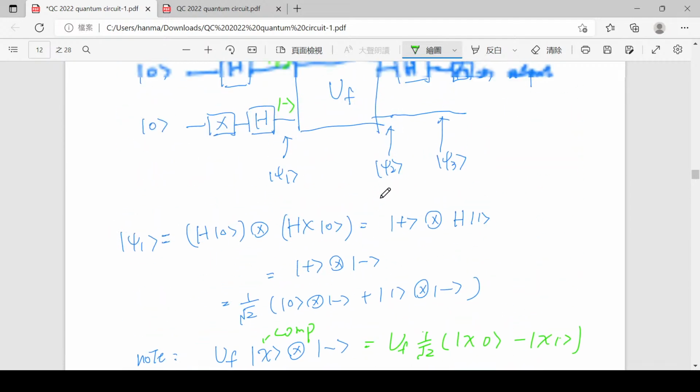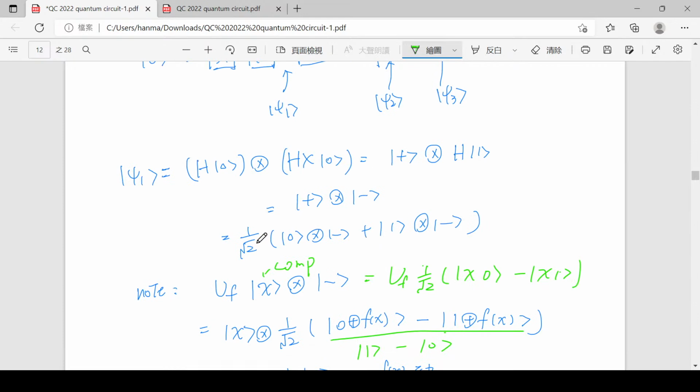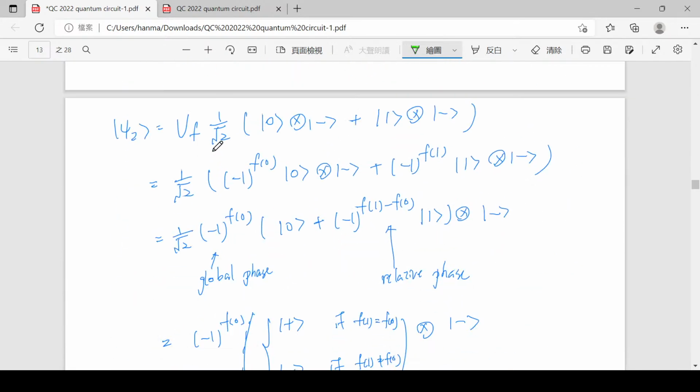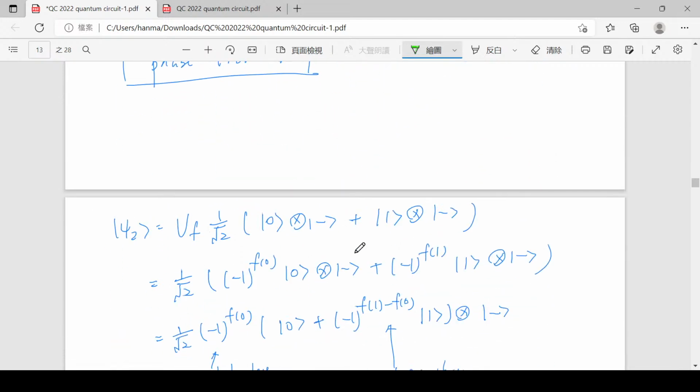And then we see how this phase kickback actually works. Now remember our psi 1 equals this thing. Now apply UF on our psi 1, which as we said is 0 tensor our minus state and 1 tensor our minus state. As we calculated here, the minus state just stays the minus state, but now we get an extra phase depending on our function. So if we have 0 as our x, then we have minus 1 to the f of 0, and if we have 1 as our x, then we have minus 1 to the f of 1.